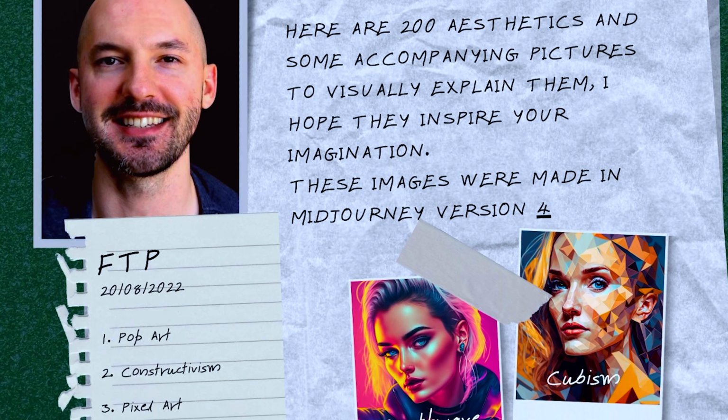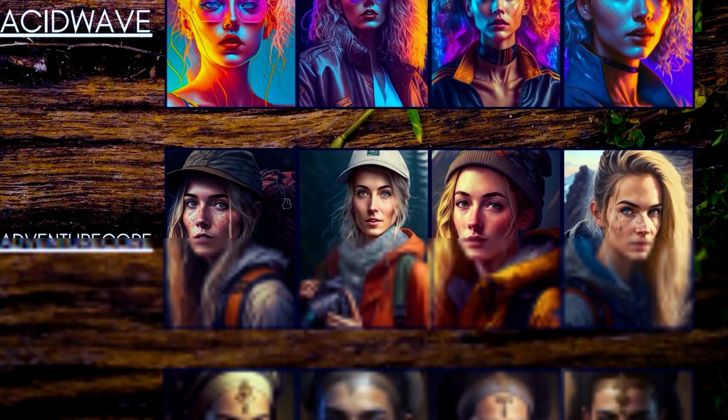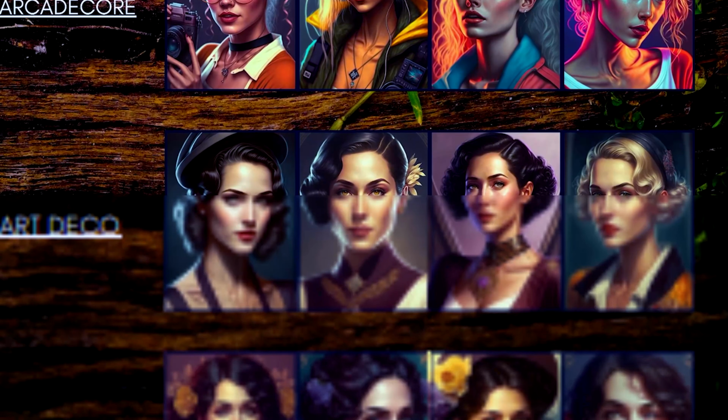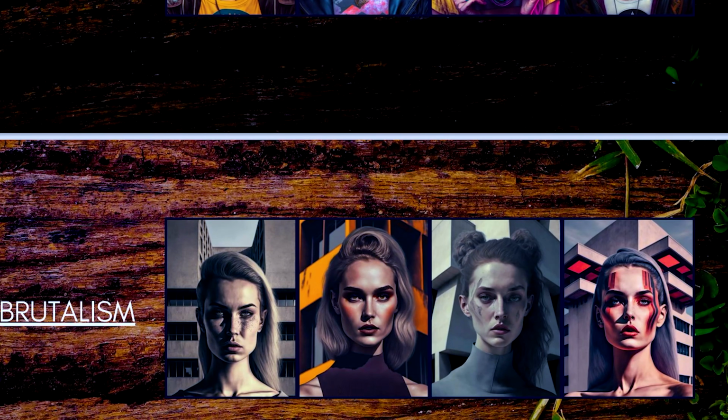And if you're curious where I got the idea of synthwave from, you can download my free PDF in the description. It's a visual dictionary of 200 aesthetics I put together. Granted, they were all made in version 4, so they might look different for you. However, it's not the pictures themselves, it's the style used to make the picture. Hopefully they'll give you some ideas, some inspiration on which words you can include in your prompts.